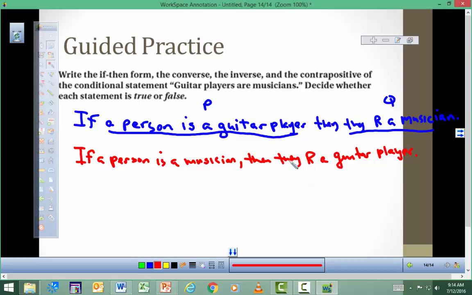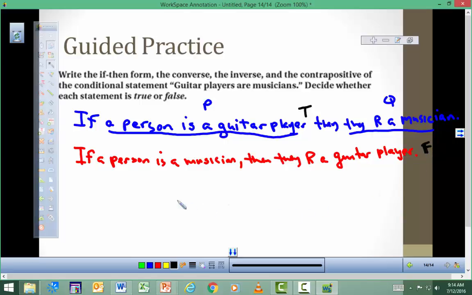Okay, so what we did was switch the P and the Q around. And as you might imagine, some of these are going to be true and some of them are going to be false. And so I would say our original statement was true. But in this case, if a person is a musician, then they are a guitar player. Well, that wouldn't necessarily be true because they could play the piano, they could play the tuba, the cello, or violin, or flute, and so on and so forth. So I would say that this one is false.